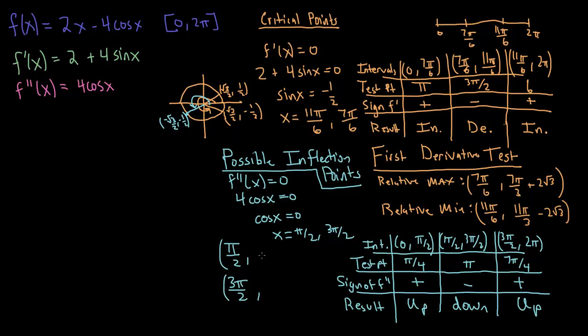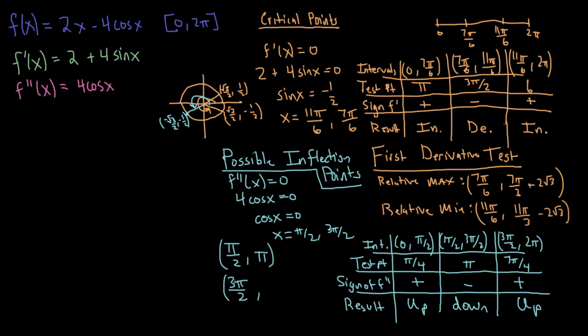Now, to find those inflection point y values, we have to go back to the original function. So let's see here. If we plug in, I'm going to have to do a little scratch work again. 2 times pi over 2, well, that's not bad. That's just pi. But minus 4 times cosine of pi over 2. Sorry about that, I was thinking pi over 4. It's pi over 2. Cosine of pi over 2 is just 0. So it's pi. I was thinking that was going to be tough for no reason.